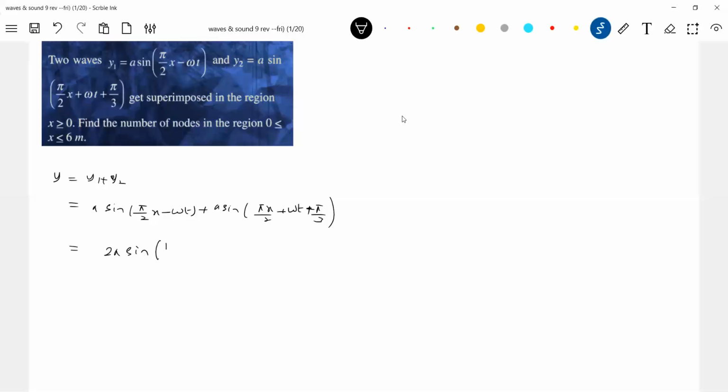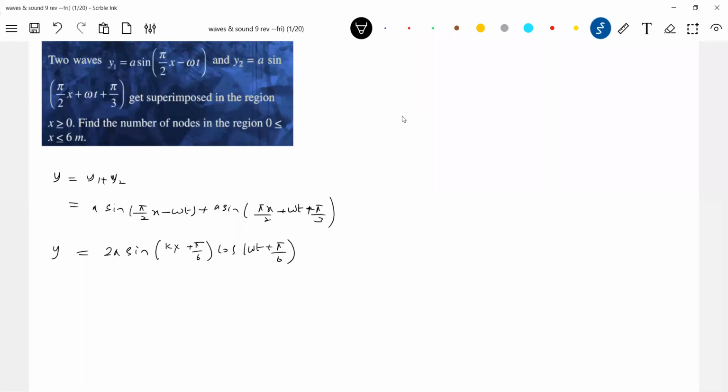And pi by 3 x plus pi by 6, sine kx plus pi by 6, cos will be there, omega t plus pi by 6. Okay, fine. So even the phase angle comes, no need to bother. Okay, we have this much here.